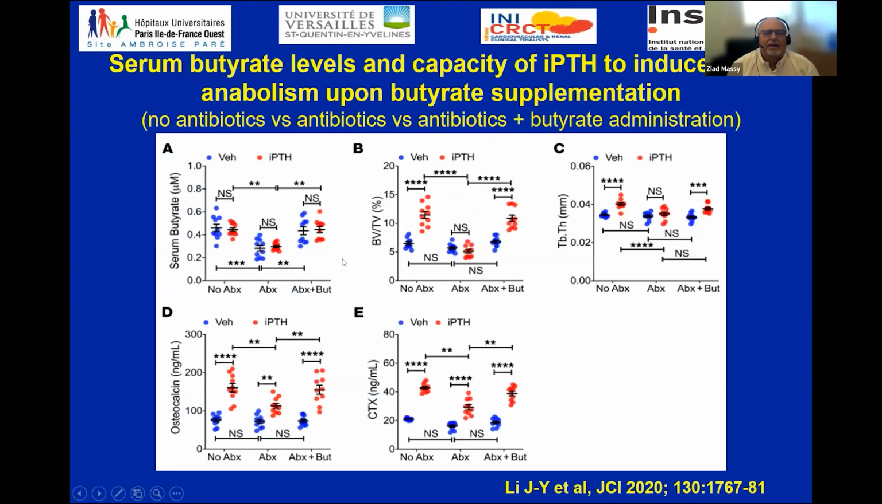They looked at why that is, and one idea was looking at the level of serum butyrate. You can see here that the mice treated with antibiotic have low butyrate, and they supplemented butyrate to these animals. The bone volume decreases when you have antibiotic and is restored when they have butyrate, meaning that butyrate plays a role in modulating the response when you infuse PTH.